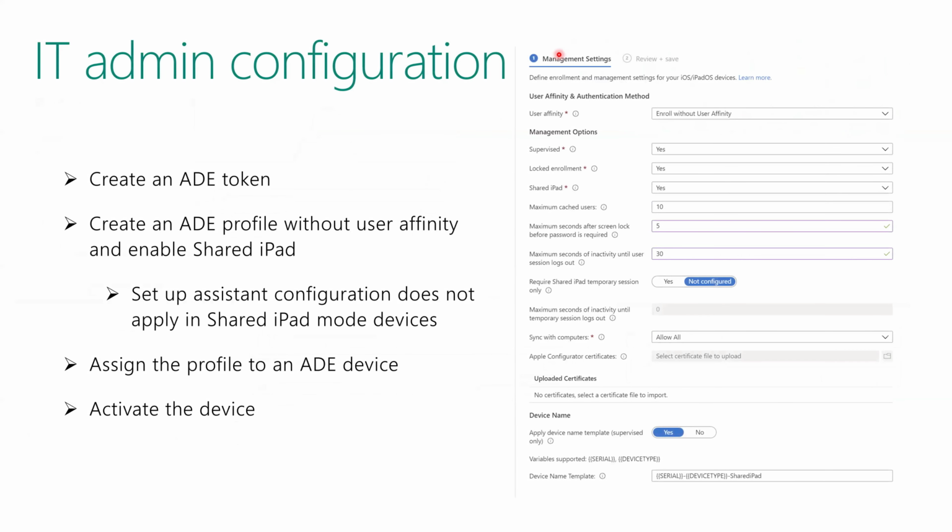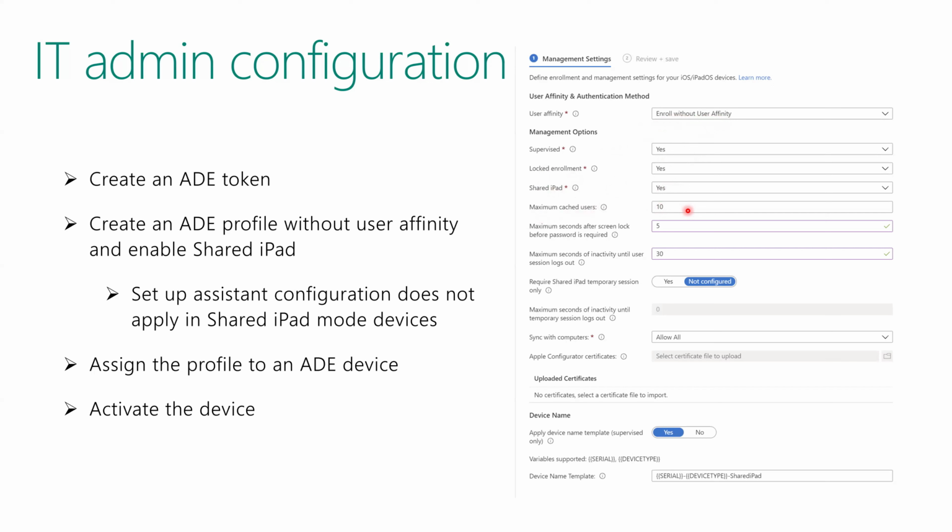So these are the management settings that you can use for shared iPad. Once you create your ADE token, in the profile and in that management settings, you click on enroll with user affinity and then supervised enrollment. For the shared iPad part, you need to click yes. Now you see maximum cached users is 10. On the screenshot it is 10. It means that 10 people can log in and their data will be there already in the iPad.